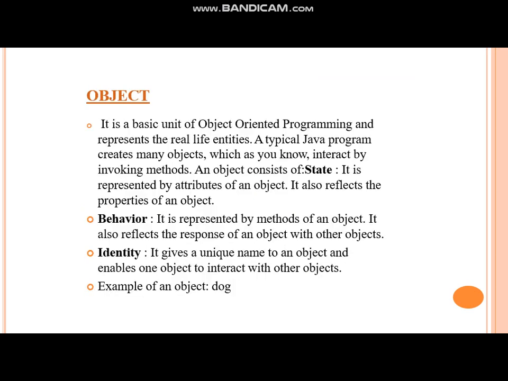Object. It is a basic unit of object-oriented programming and represents the real-life entities. A typical Java program creates many objects, which, as you know, interact by invoking methods. An object consists of state. It is represented by attributes of an object. It also reflects the properties of an object. Behavior. It is represented by a method of an object. It also reflects the response of an object with other objects. Identity. It gives a unique name to an object and enables one object to interact with the other objects. Example of an object is dog.